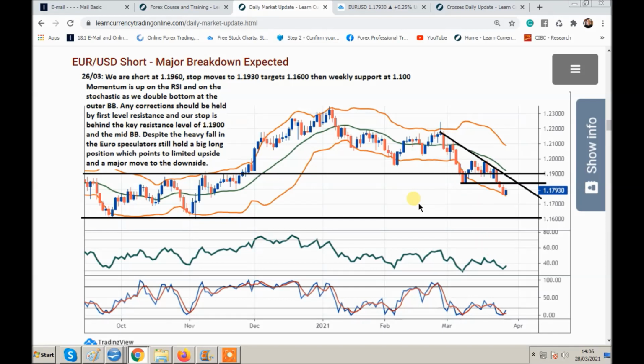I'm still surprised speculators are so long the euro, when in our view the fundamentals are totally against it. Right, that's our view of euro USD. Now let's go and take a look at the two crosses.